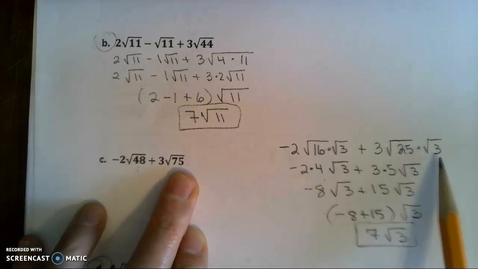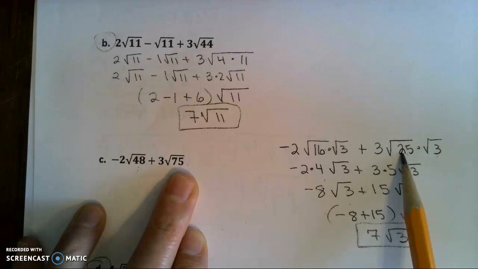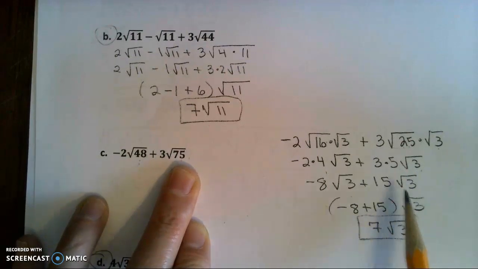75 is 25 times 3. 25 is a perfect square. So this part becomes 5, and then square root of 3, so I end up with 15 square root of 3. Okay, so we first simplified each of them.